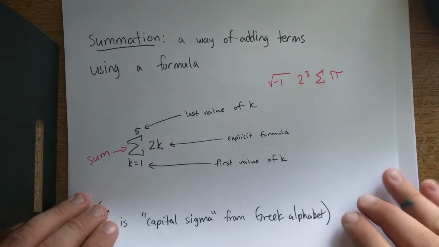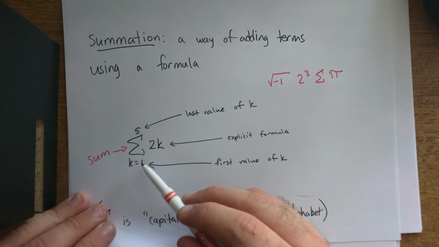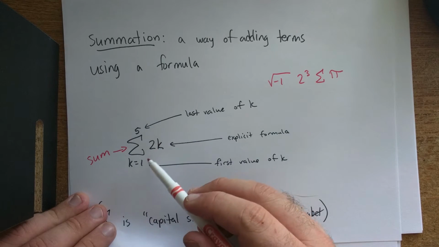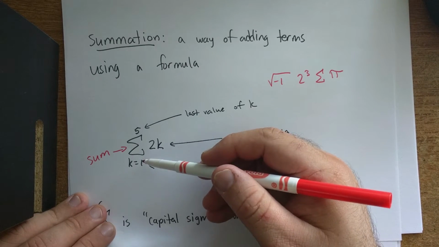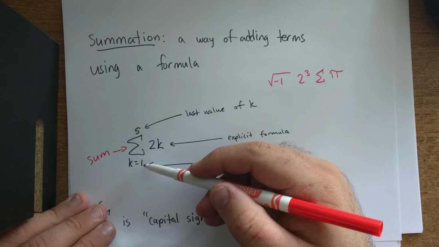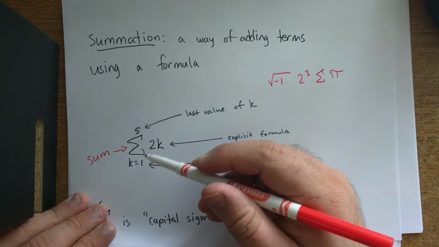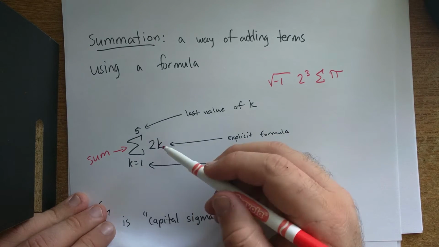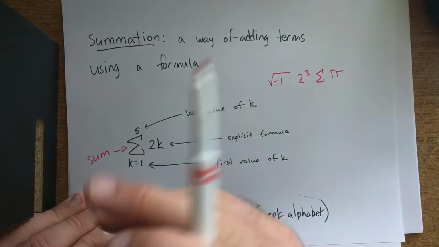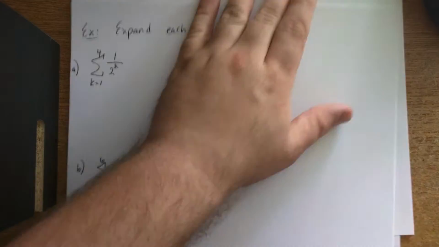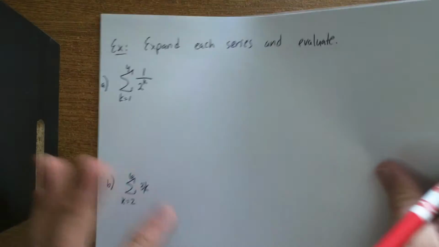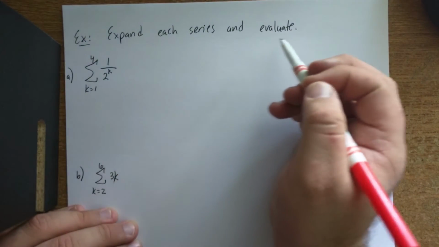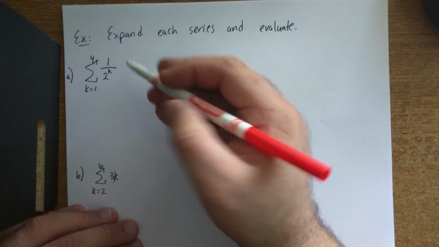So, let's talk about what this is. K equals 1. What that means is you're going to be plugging in K equals 1 into this explicit formula. You're going to keep plugging in K values, whole numbers, starting with 1 and ending at 5, and you're going to be adding all those up. So you're going to be plugging in K equals 1, K equals 2, K equals 3, K equals 4, K equals 5, and then you're going to add up all those numbers. So I'm going to show you just how that's done. I think by now this is going to be pretty easy for you guys. So here it says expand these series and evaluate, but that just means do what I just said.